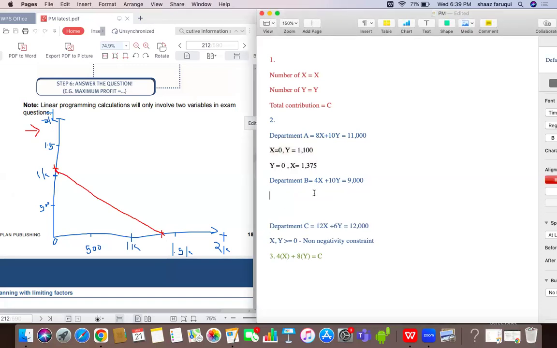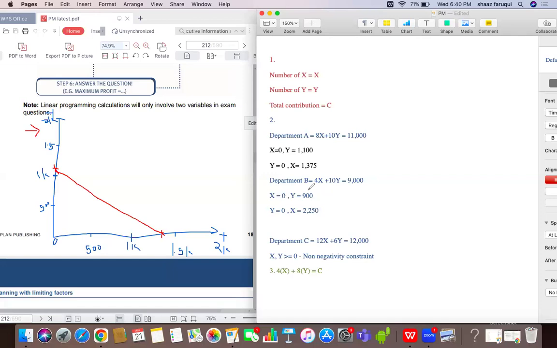Now again, I'm going to go faster. Let's assume x is equal to 0. Y will be equal to, now again, I'm doing the calculation fast, 9,000 divided by 10, which is 900. Let's assume y is equal to 0. If y is equal to 0, x is equal to 9,000 divided by 4. How much is 9,000 divided by 4? 2,250. So if y is equal to 0, x is equal to 2,250.